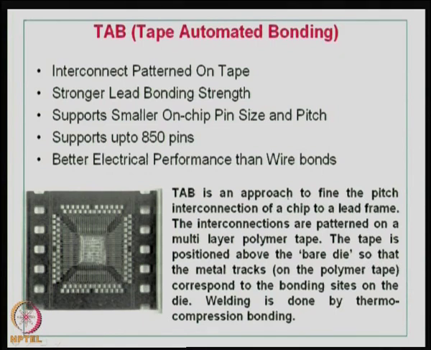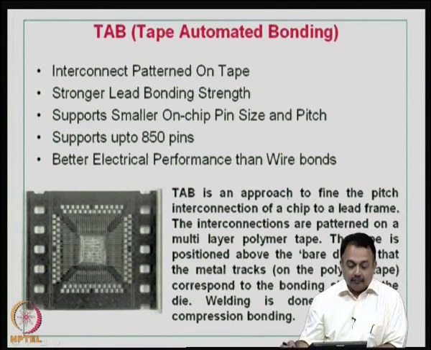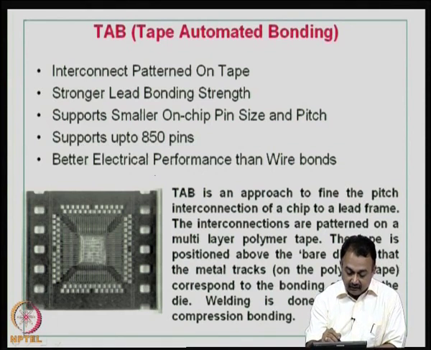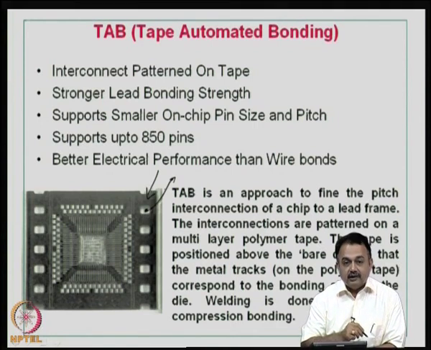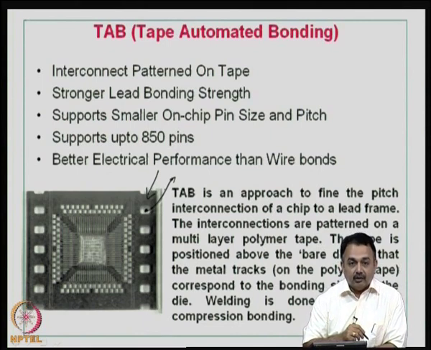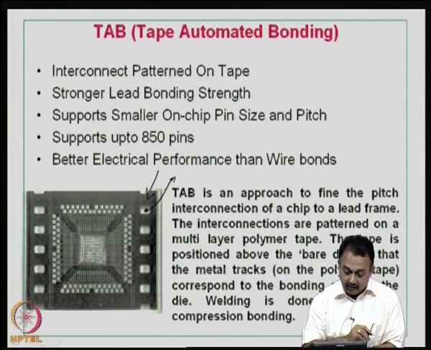Having seen wire bond, now we will see what is TAB, tape automated bonding. Tape automated bonding or TAB is basically an interconnect structure patterned on a tape. So, as you can see in this figure here, this is a tape. This tape has got these kind of perforations that you can see, because this is required for mounting on the equipment. This is basically an equipment based operation, an automated process.